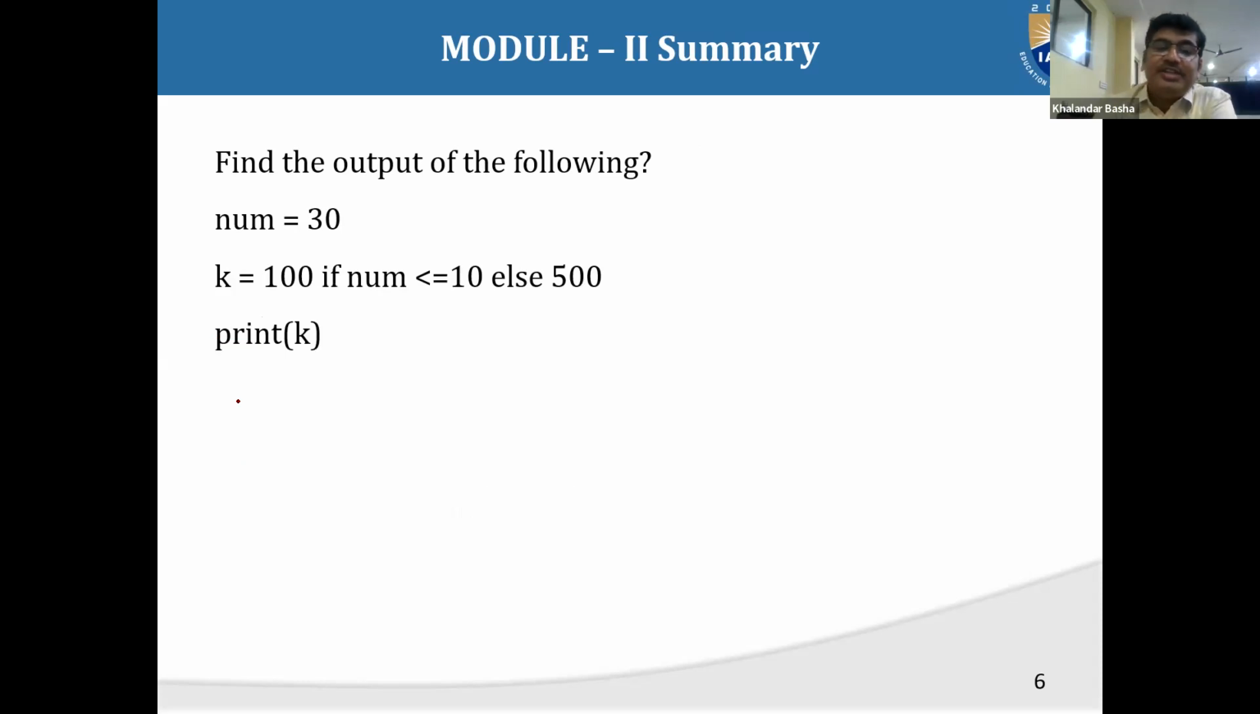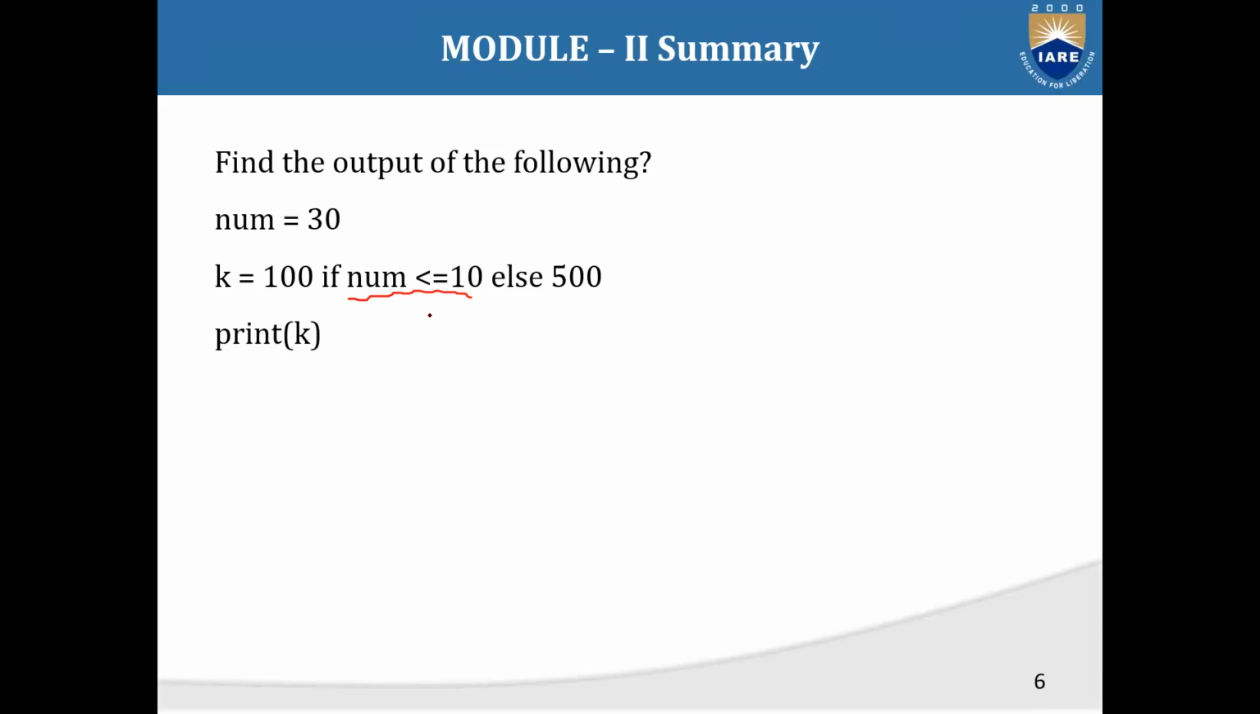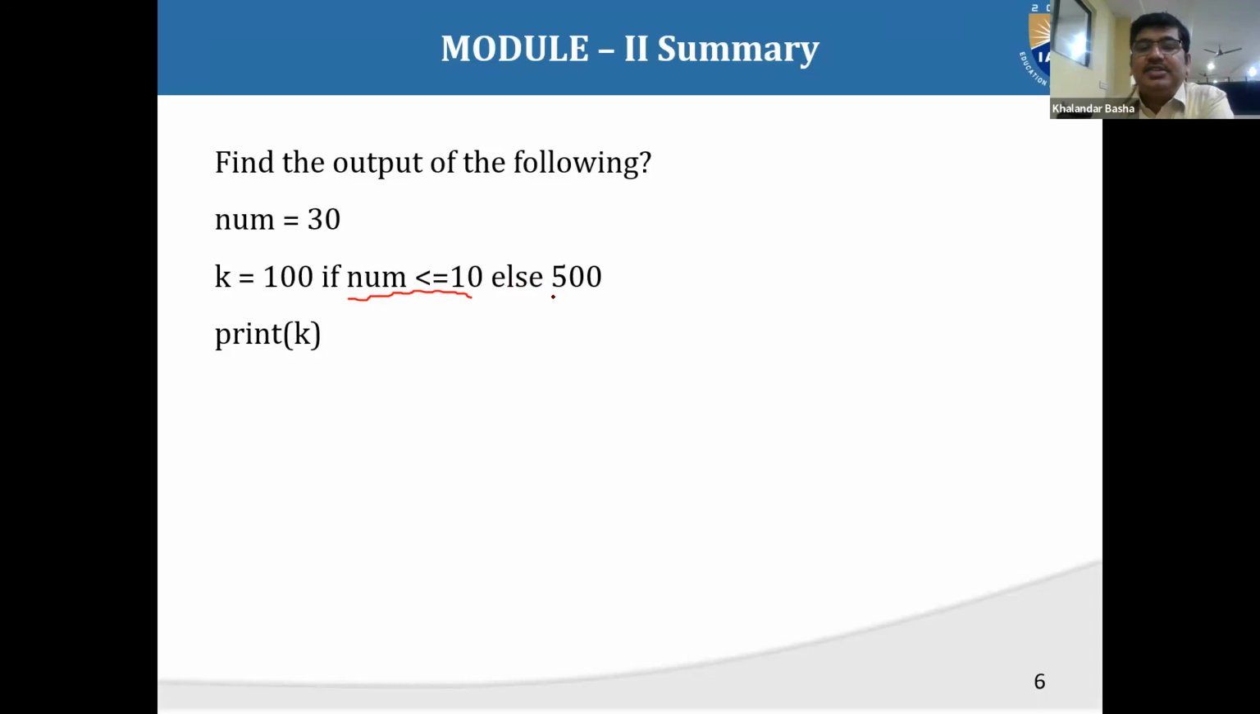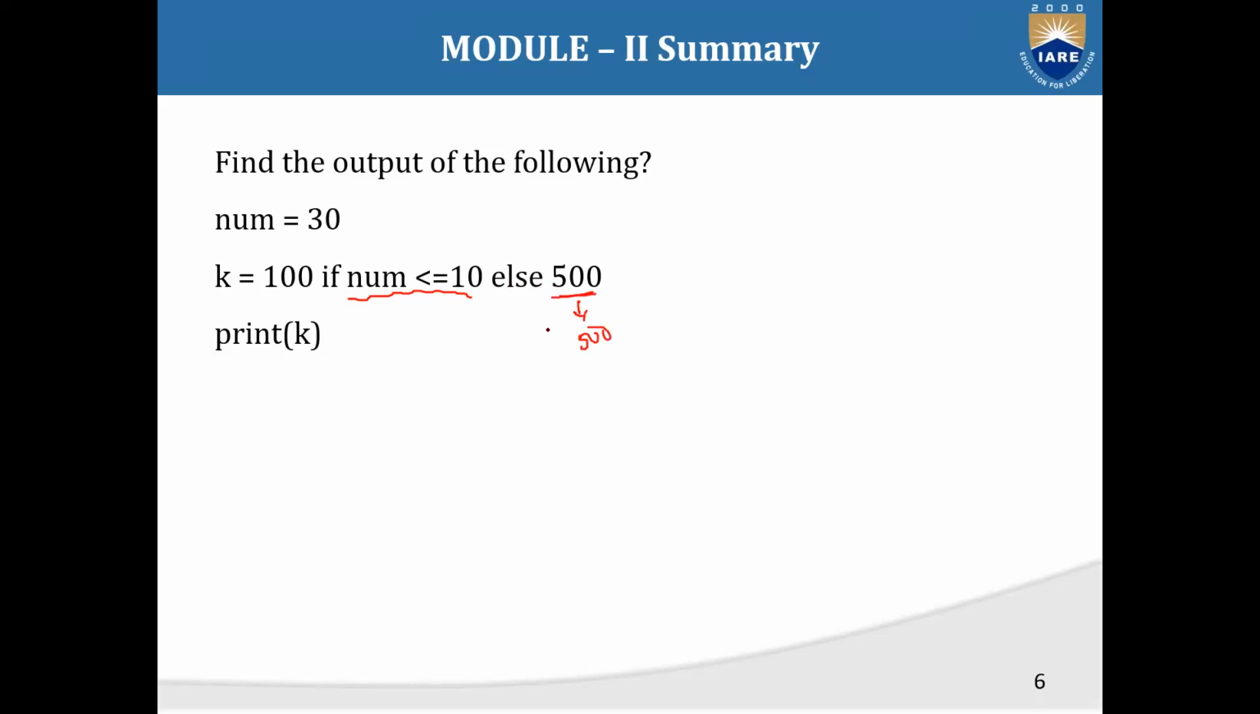So what is the condition we are checking here? The condition is whether num is less than or equivalent to 10. Is it true? Is 30 less than or equivalent to 10? No, sir. No. So it is going to return the else value, so the output is 500.